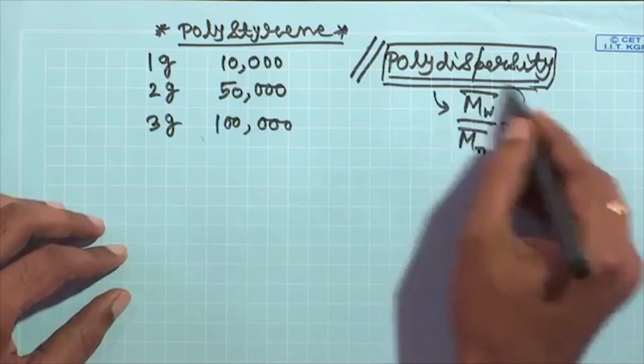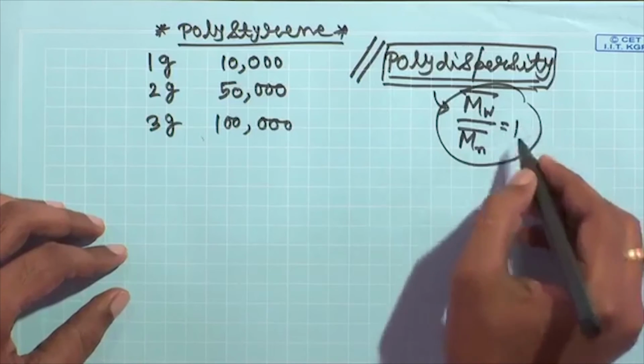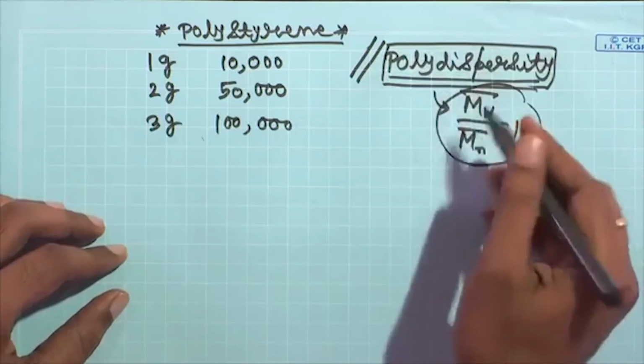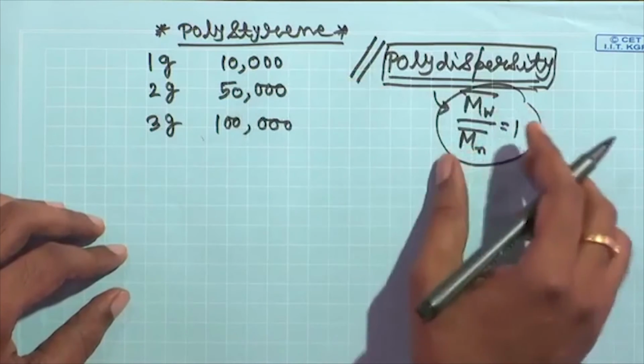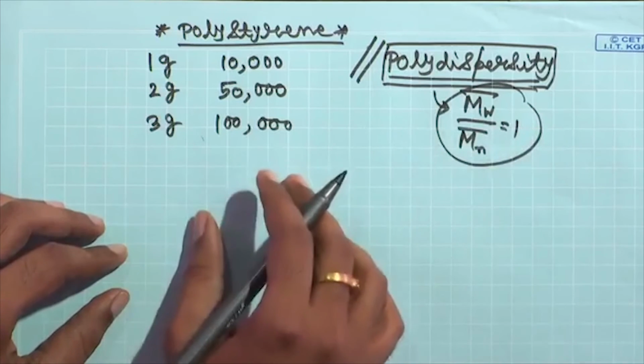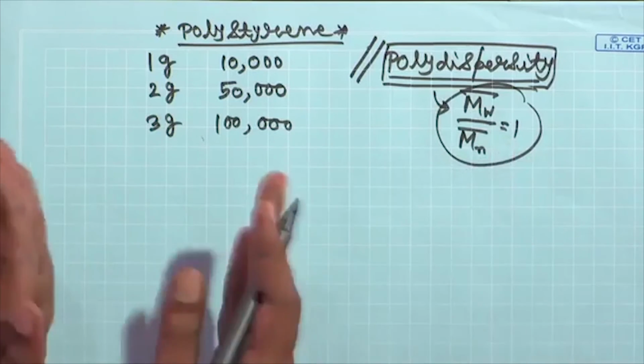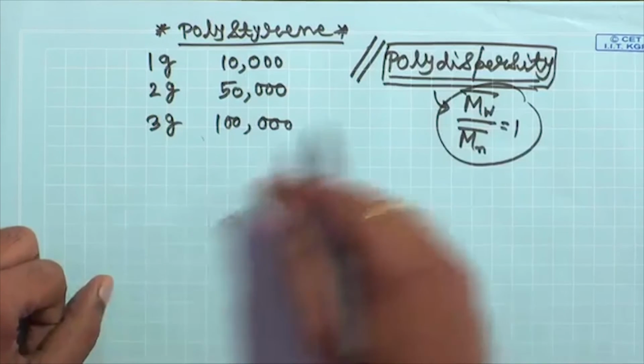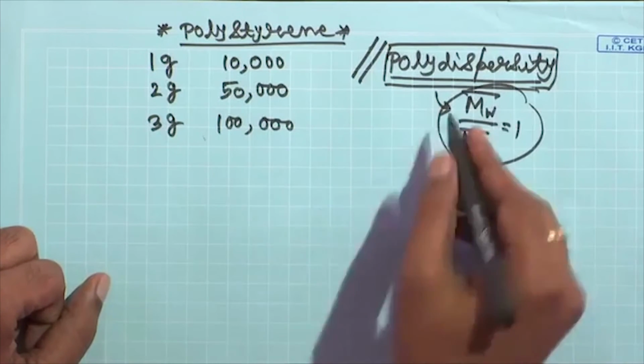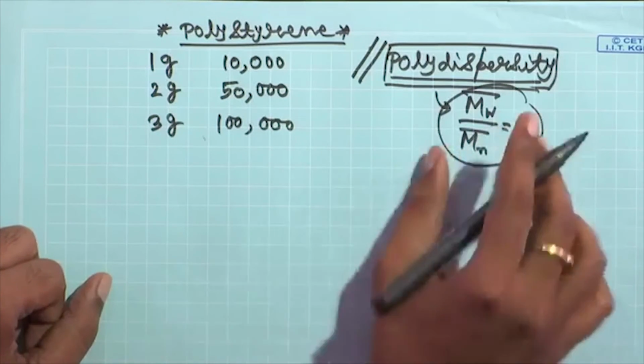So, this in practice is never 1, but it can be close to 1. By different controlled processes you can actually create polymers which are close to 1. You are still talking about averages, but the distribution of molecular weight is very narrowed down. So, there you can tell they are fairly monodispersed samples.